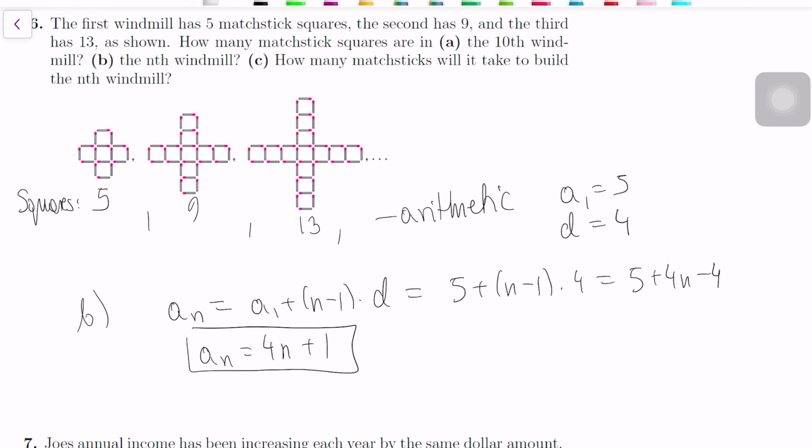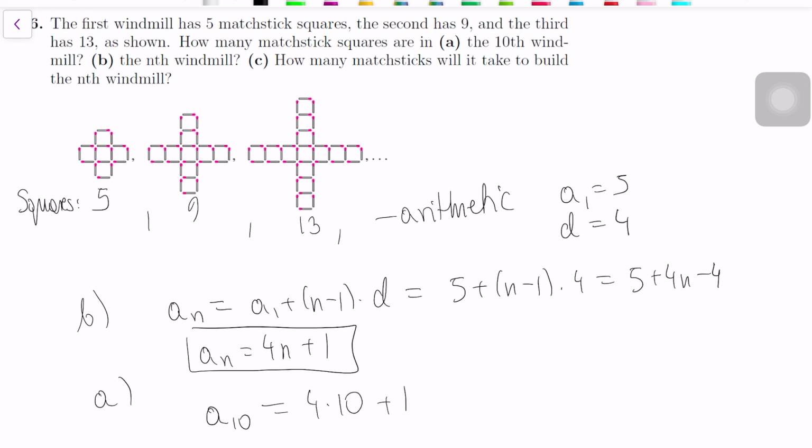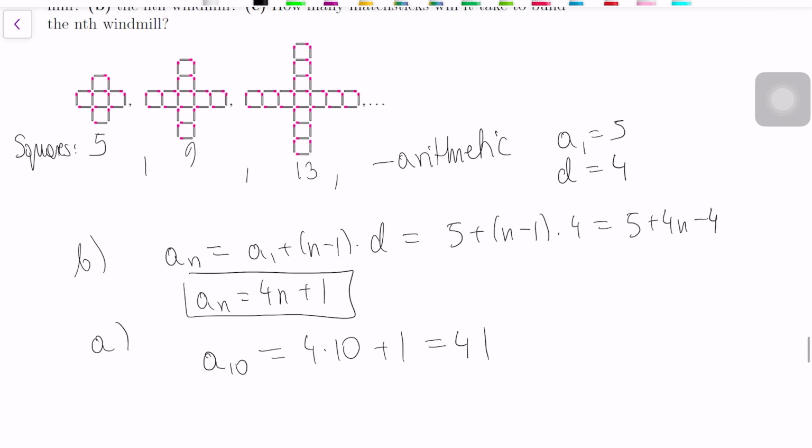Okay, so that means to answer A, I'm going to work backwards. The 10th one would be 4 times 10 plus 1, which is 41. Okay, so the 10th windmill will have 41 squares. In general, the nth windmill will have 4n plus 1 squares.